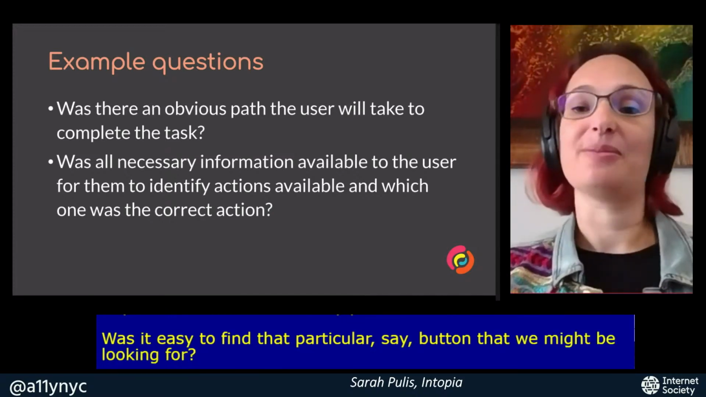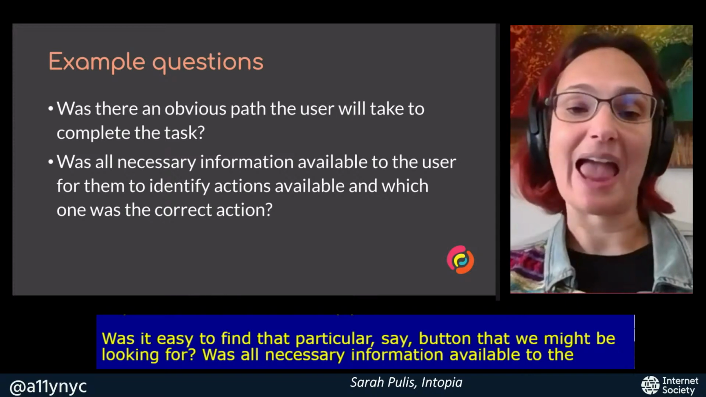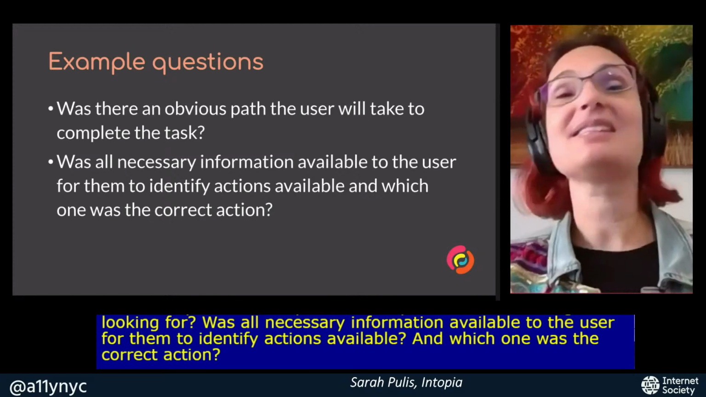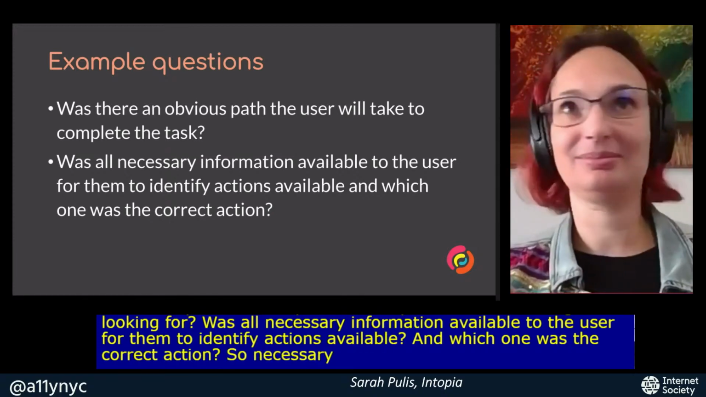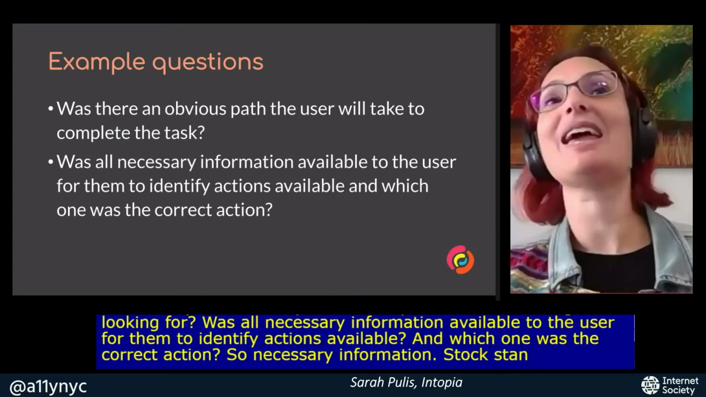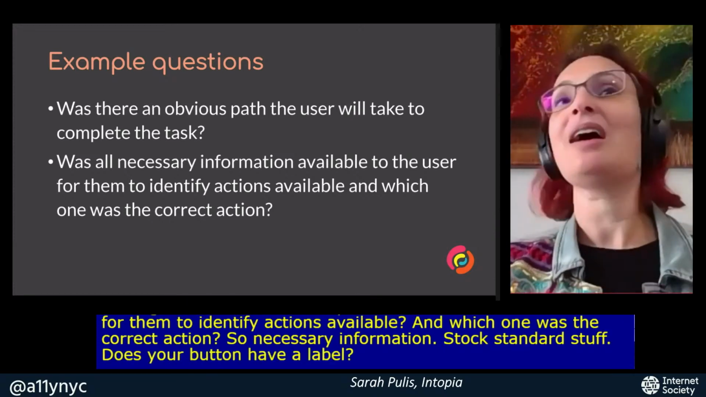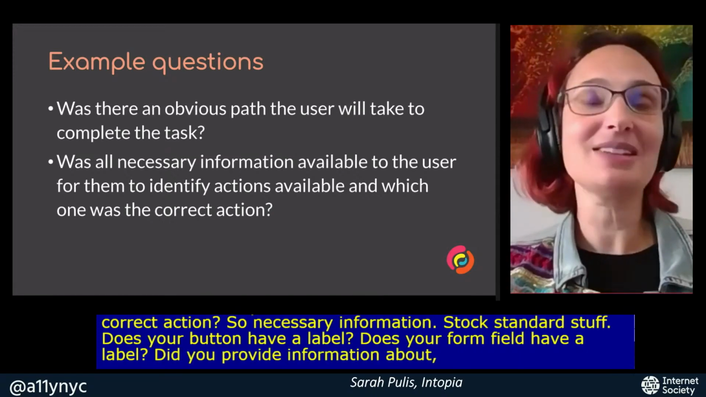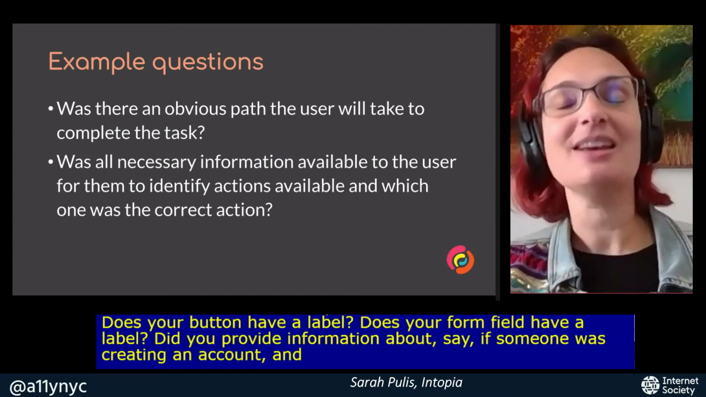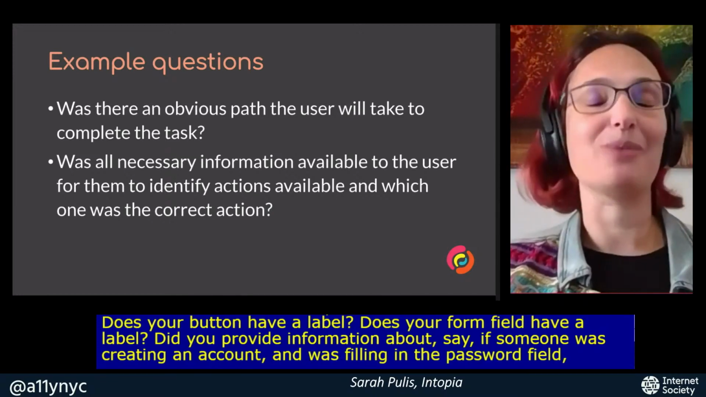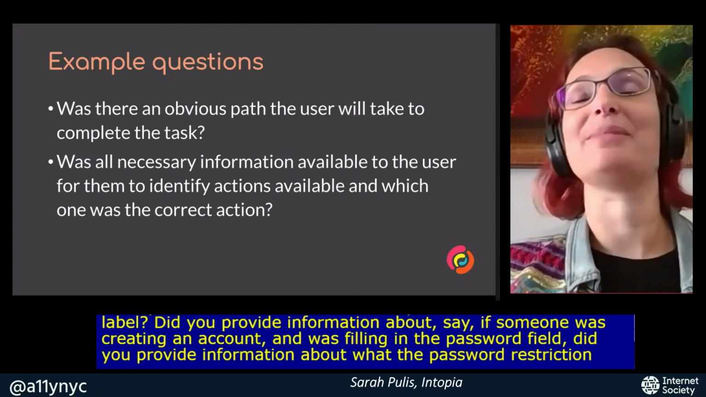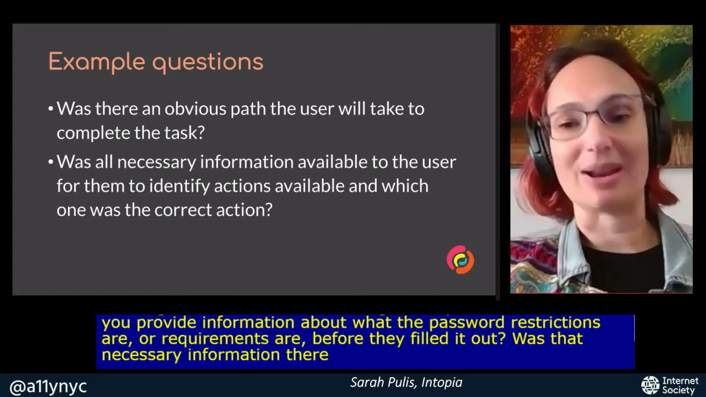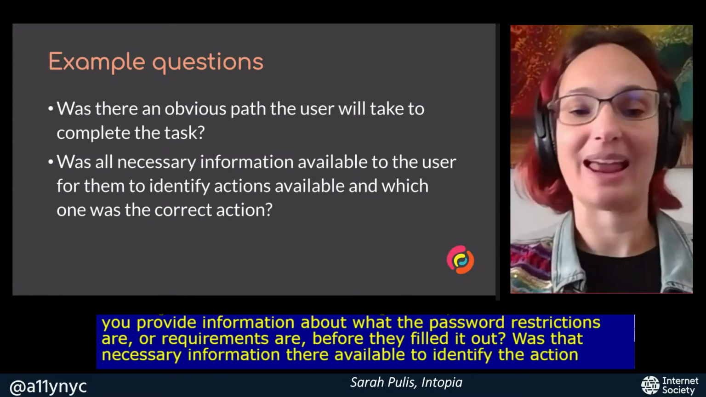Was all necessary information available to the user for them to identify actions available, and which one was the correct action? So necessary information, stock standard stuff. Does your button have a label? Does your form field have a label? If someone was creating an account and filling in the password field, did you provide information about what the password requirements are before they filled it out? Was that necessary information available to identify the action and to actually complete that action?